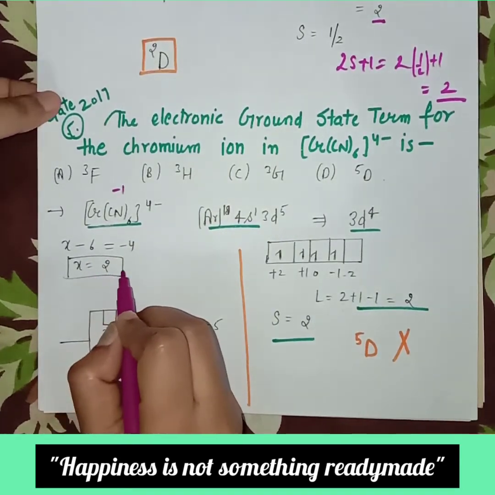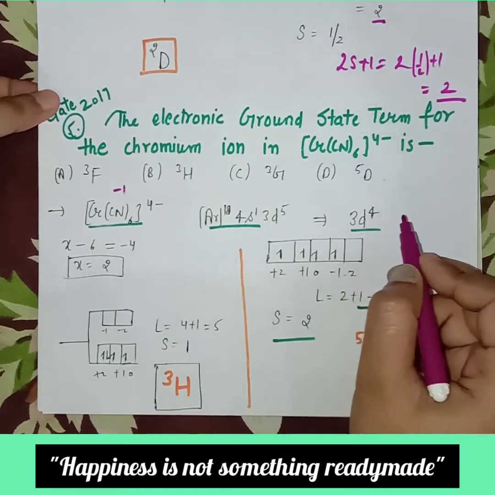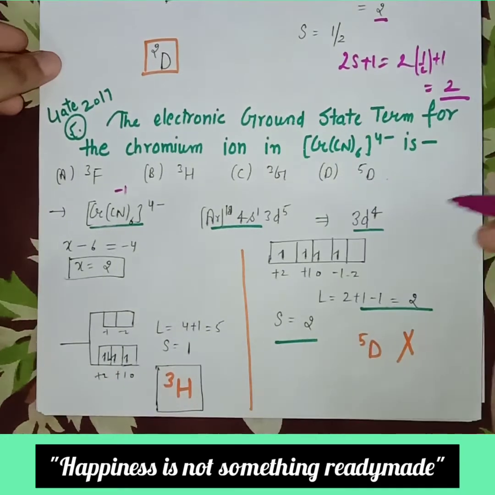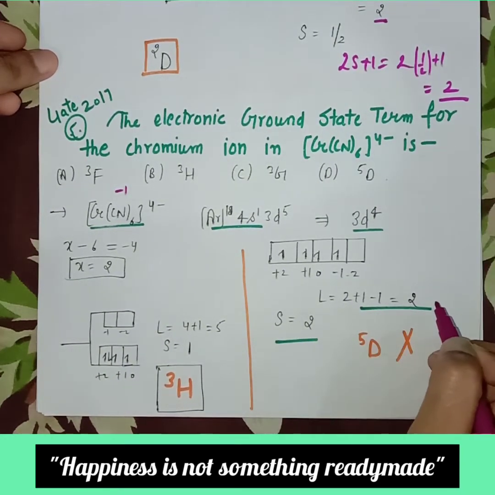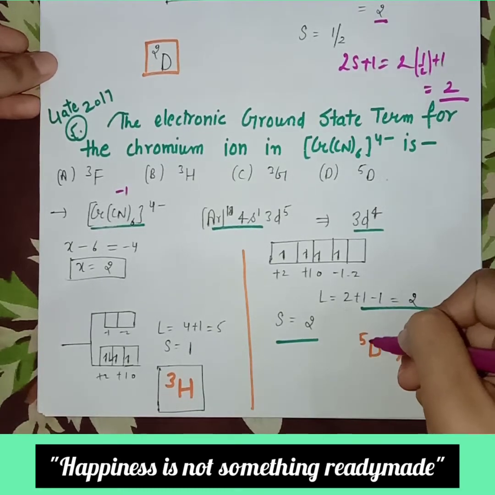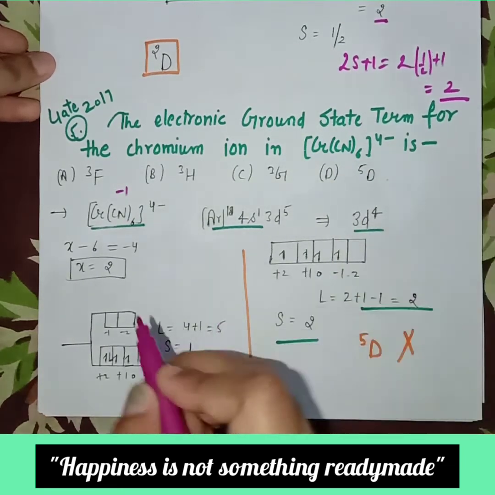Oxidation state X is equal to 2. Remove 2 electrons from here, it is 3d4. After filling this, we get the value of L is equal to 2 and S is equal to 2, and we find 5D as its term symbol and tick this option, but it's wrong.